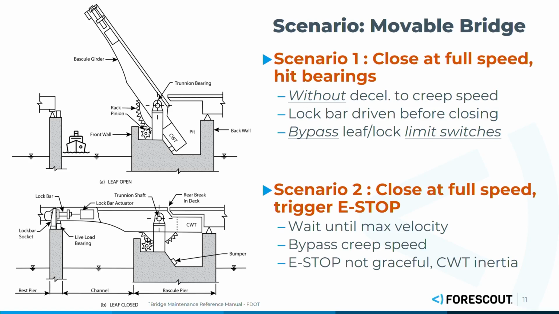So we based our scenario on movable bridges. As you can see on the slide, you have a bascule bridge, and the bascule bridge leaf opens as the counterweight moves into the pit. And as the leaf closes, it will hit a limit switch that essentially says you're about to close, decelerate to creep speed so you don't hit the bearings too hard. And once it's fully closed, it will allow the lock bar to unlock and then essentially close and put the leaf in a sturdy place.